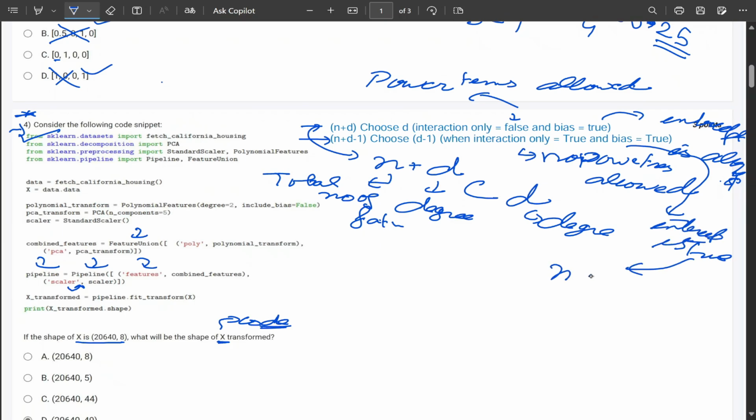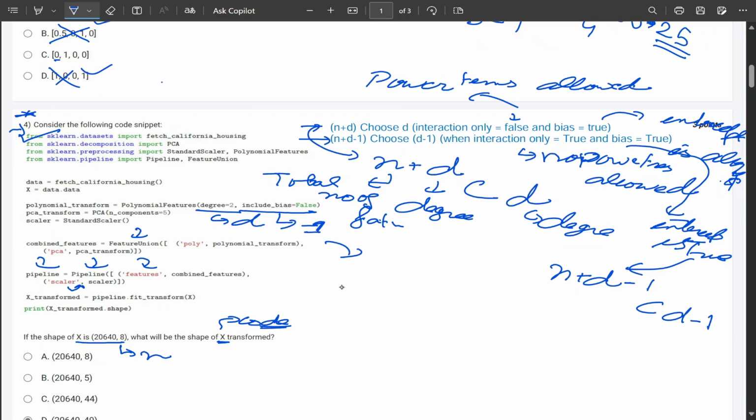Then do n plus d minus 1, choose d minus 1. Okay, this you have to follow. So let's see what our cases are. Degree is 2. Okay, so d is 2. N is 8 by default. Okay, now include bias is false. So that means we will reduce one term from it.